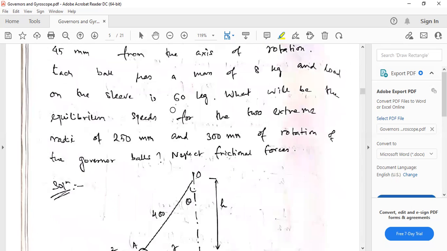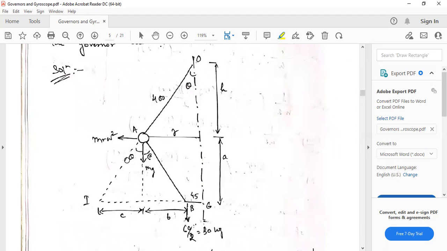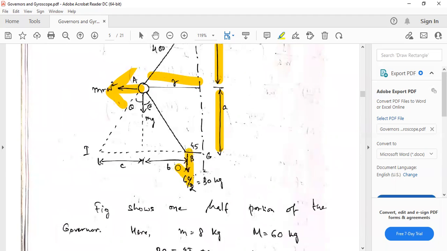Porter governor. So we construct half of this diagram. This distance is h, this distance is a, and this is r. Remember this. This angle is theta, and this angle is beta. Angles are important, we will have to use them. After construction, m r omega square will be the centrifugal force in this direction. Its weight is there, mg. And here you can see capital M g plus minus f by 2.